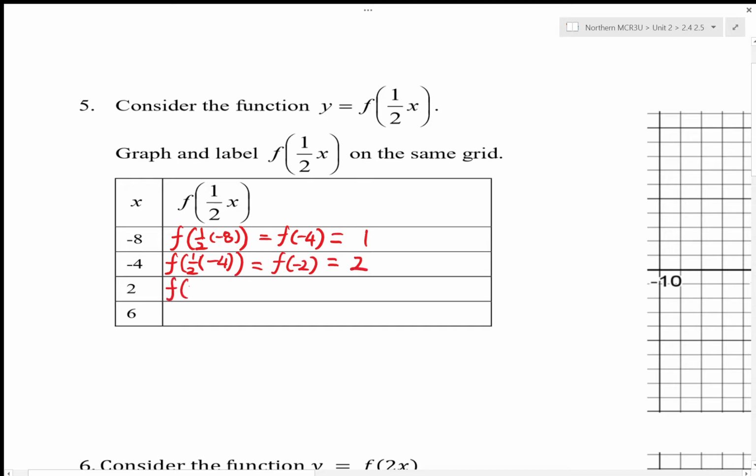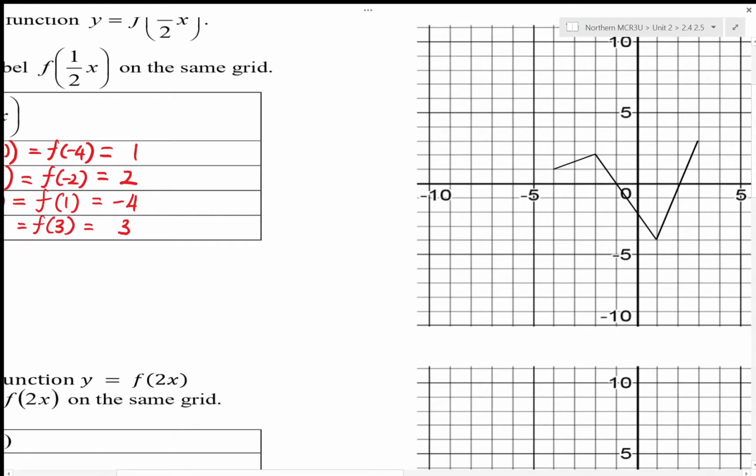Same thing happens again, 1/2, but instead of -4, we have +2 for the x value. So we multiply that by 1/2 inside of the brackets. Then it will be f at 1. Now what is f at 1? It was -4. Lastly, x being 6, 1/2 times 6 gives me f at 3. f at 3 was 3. So let's actually plot this new graph.